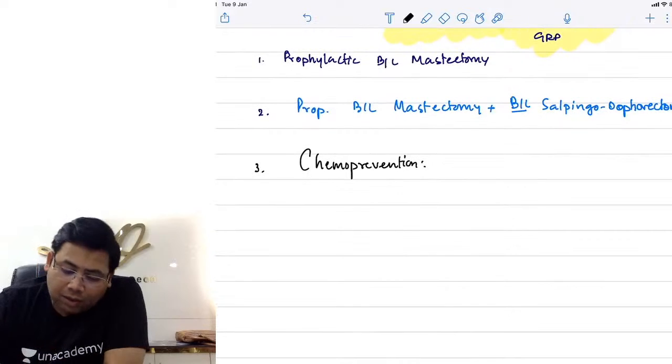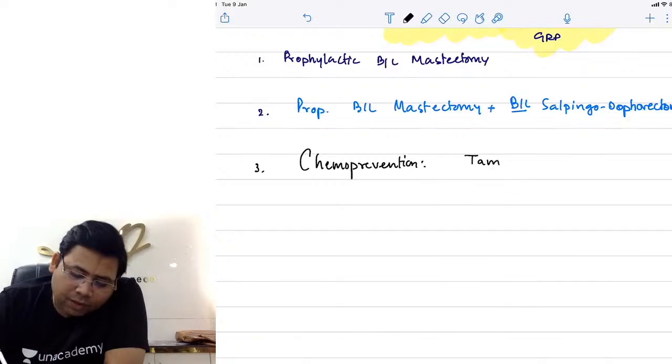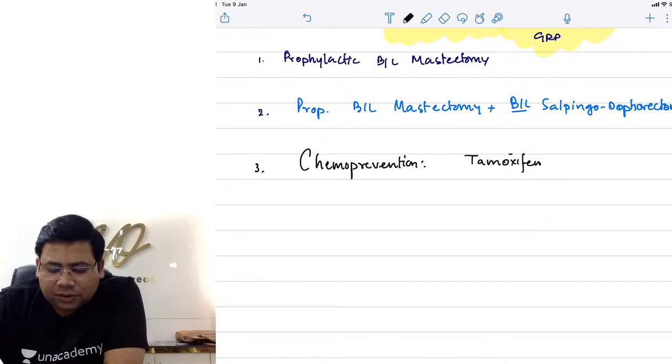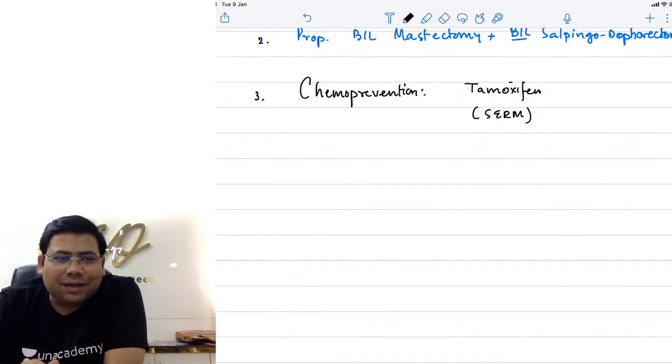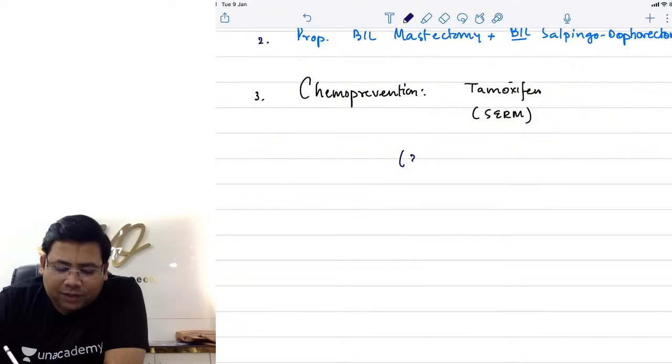Chemoprevention. Answer is tamoxifen. Since the lady is young, you cannot use anti-estrogens, so you are using SERMs. When you are using a SERM, this is very, very important. And now the complications will arise.